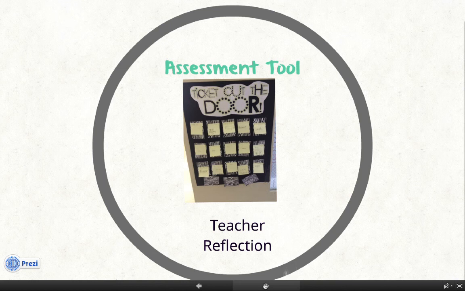This is a good way to know, were the students listening? Were they paying attention? Did they understand? Do you need to reteach it? Or are they all good? They understood it, and are you ready to move on?